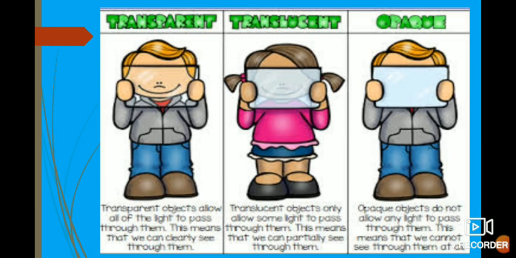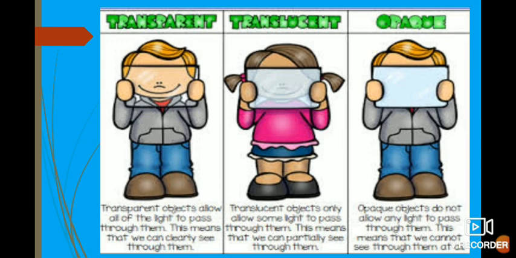The first column shows a boy holding a transparent object. Can you see the face of the boy through the object he is holding? Yes. We can see clearly, isn't it? Why we can see clearly? Because that piece of object is able to let the light pass through it completely. So what is a transparent object? A transparent object is an object which allows light to completely pass through it. And this is the reason why we can see clearly through these objects.